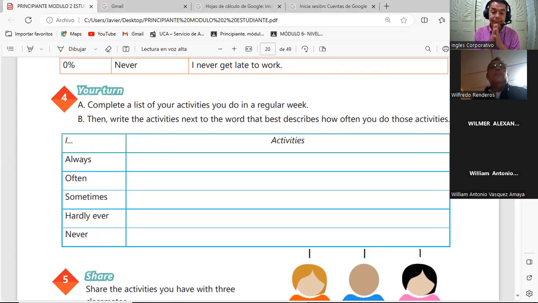Ready? Okay. Now we're going to work in groups, but pay attention, please. We're going to do the next, right? Nos vamos a reunir en grupo y me van a poner 5 actividades que ustedes hacen en su trabajo, right?